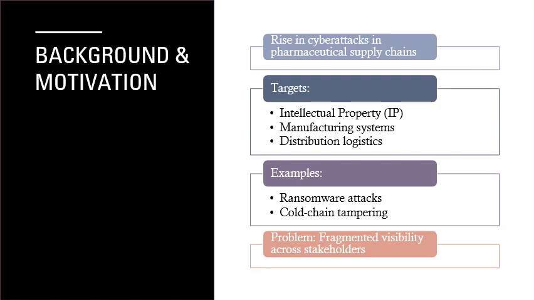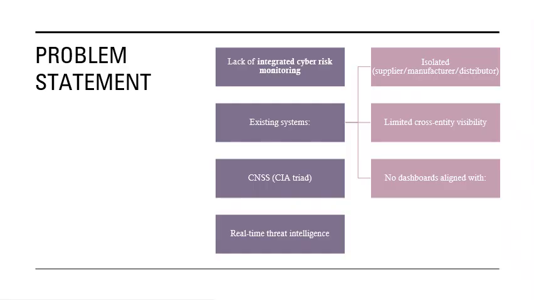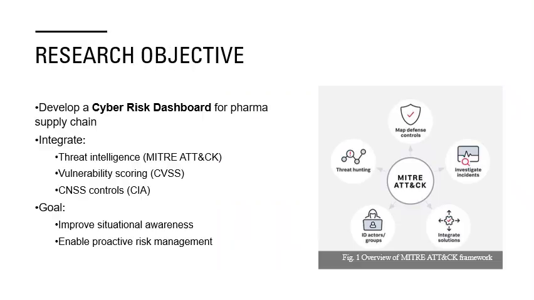So what is the problem? The main problem that we identify is fragmented visibility across the stakeholders. That's why the visualization dashboard works. The main problem here is the lack of integration with the cyber risks, and we have limited knowledge of existing systems, such as isolated supply chain, manufacturing, and distributor, limited cross-entity visibility, and no dashboard that aligns with the existing system. That's another problem. So we propose here the CIA triad with the CNSS model and real-time threat intelligence.